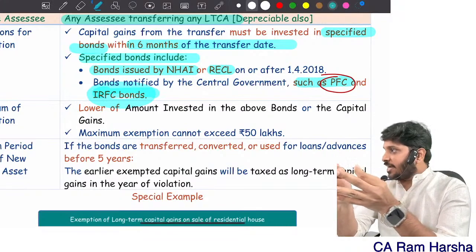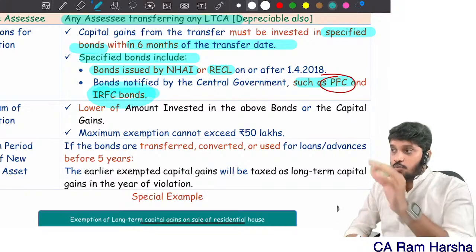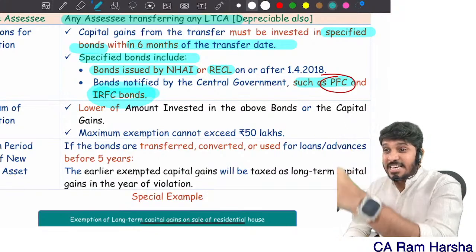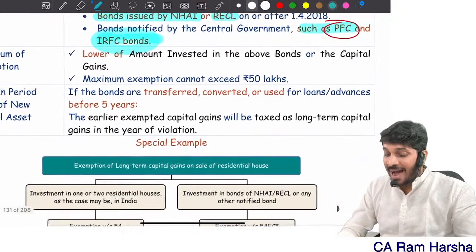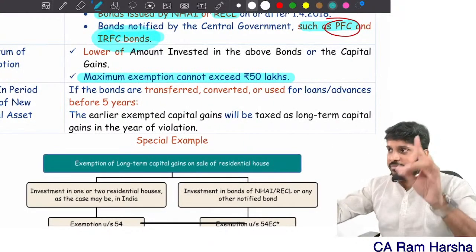Whatever amount you paid for purchasing these bonds, if you purchase within 6 months, you will get exemption. Whatever amount you invested within 6 months in these bonds, that much amount is exempted. Maximum exemption cannot exceed 50 lakh under 54 EC.